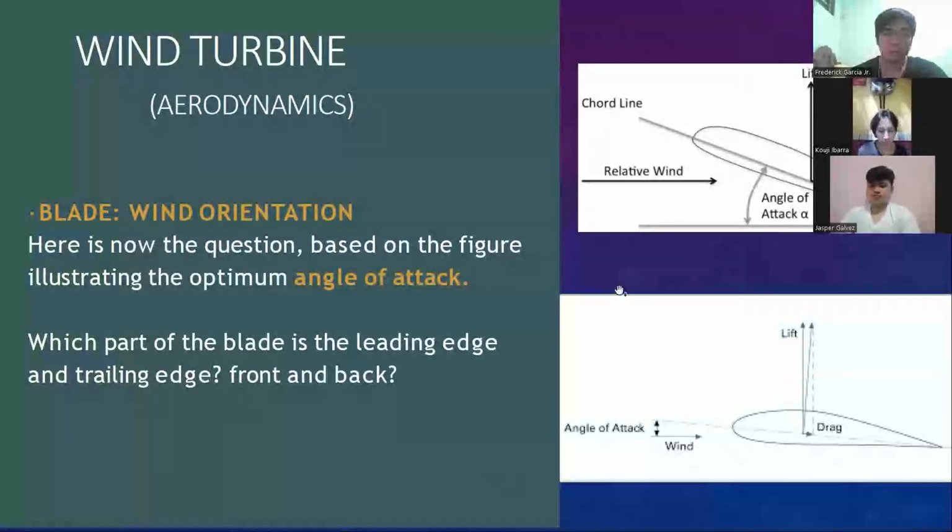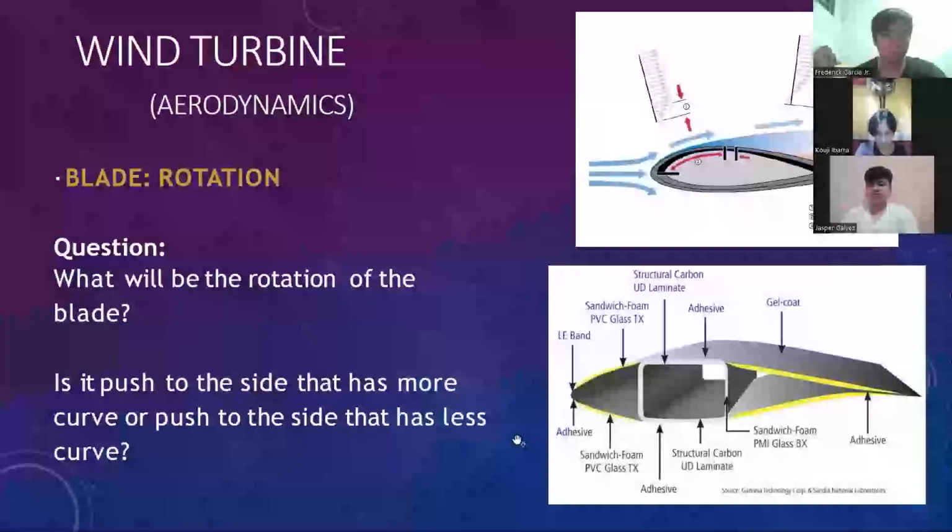Let's see more diagrams. One of you please read. Okay, so blade wind orientation. Here is now the question. Based on the figure illustrating the optimum angle of attack, which part of the blade is the leading edge and trailing edge, front and back? Okay, thank you. You have more questions. What will be the rotation of the blade? Is it pushed to the side that has more curve or pushed to the side that has less curve?